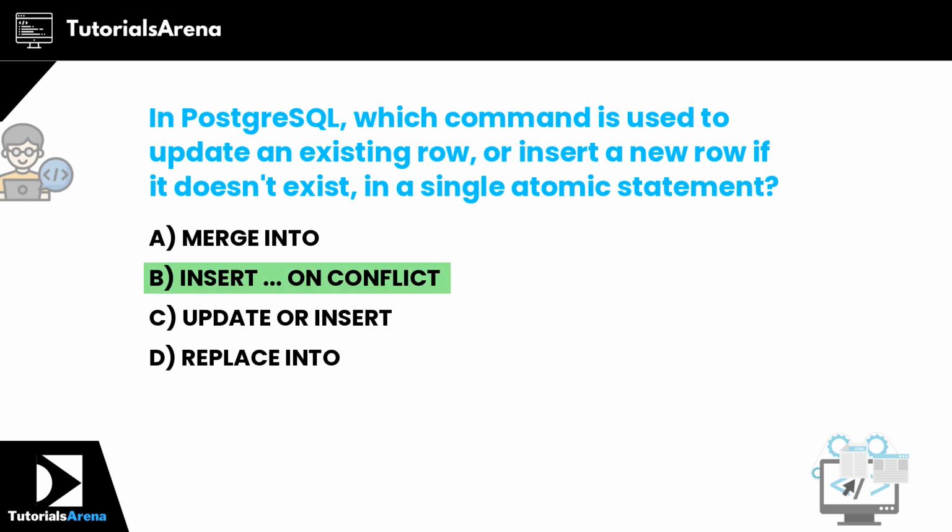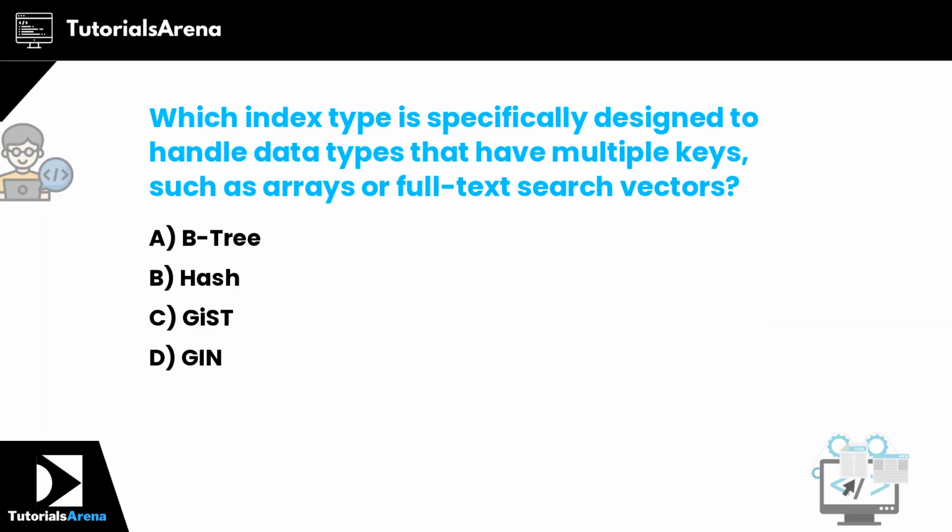on conflict. Which index type is specifically designed to handle data types that have multiple keys, such as arrays or full-text search vectors? The correct answer is option D, JSON.